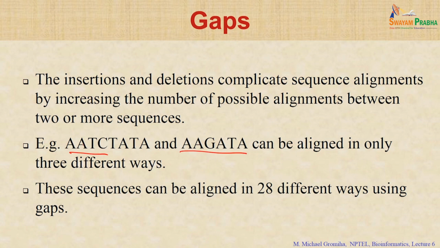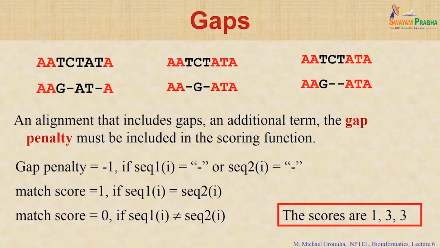Here the length is 1, 2, 3, 4, 5, 6, 7, 8, and here we have lengths 3 and 6. How many different ways can we align these two sequences if we introduce gaps? There are various ways. There are 28 different ways you can align these two sequences. I show an example. This is sequence 1, here sequence 2, this is sequence 3. Here I put two gaps, here one gap, and here one gap. Here you put the gap, and these two gaps are together.